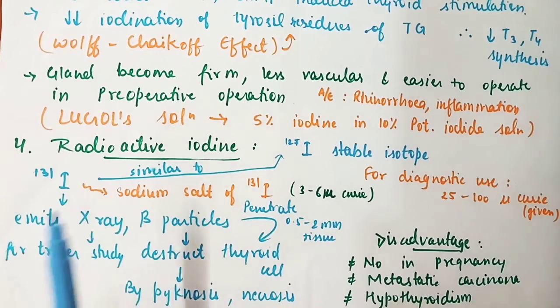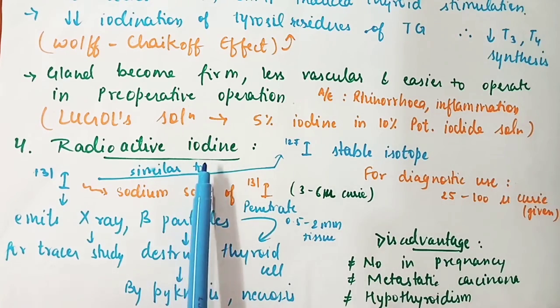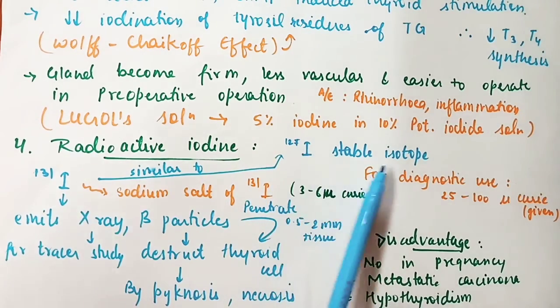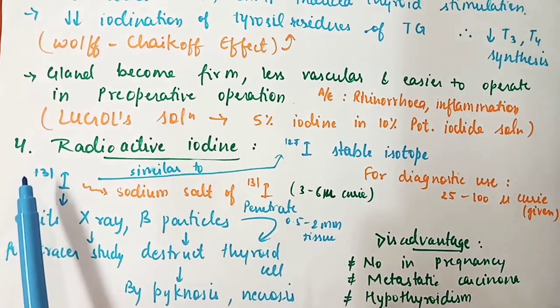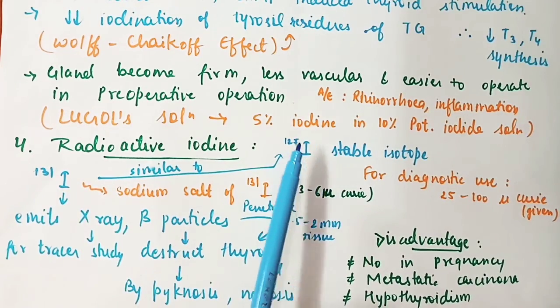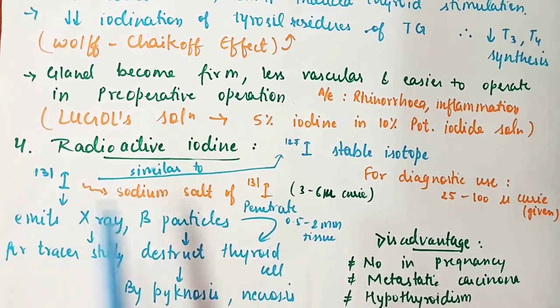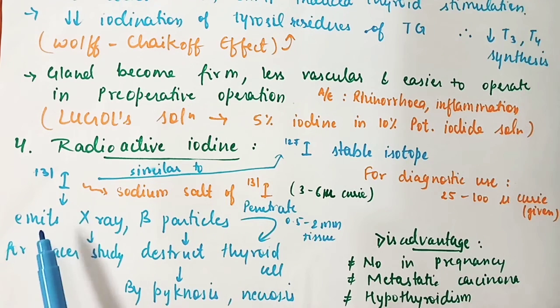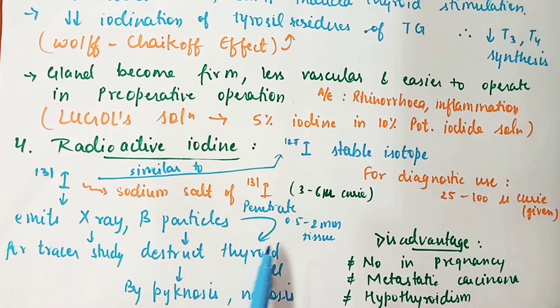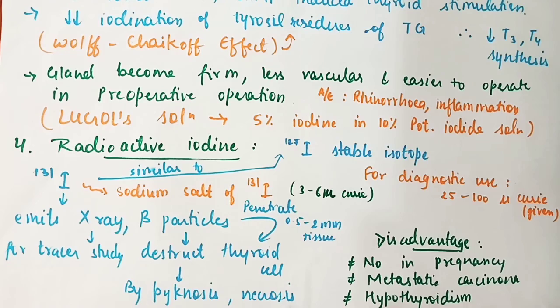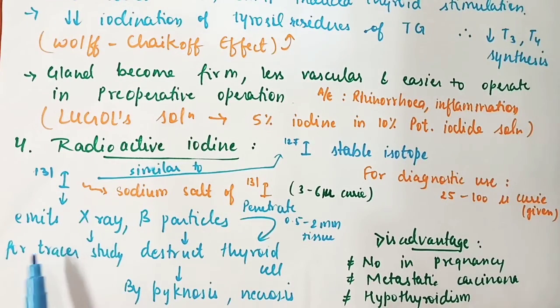So the last category is radioactive iodine. It is said that I-127 is a stable isotope of iodine, and similar to this, I-131 is synthesized. It is given in the form of sodium salt of I-131. It emits X-rays as well as beta particles. These beta particles penetrate into the tissue up to 0.5 to 2 millimeters, and they destroy the thyroid cell by the process of pyknosis and necrosis. The X-rays which are released by I-131 are used for tracer studies.